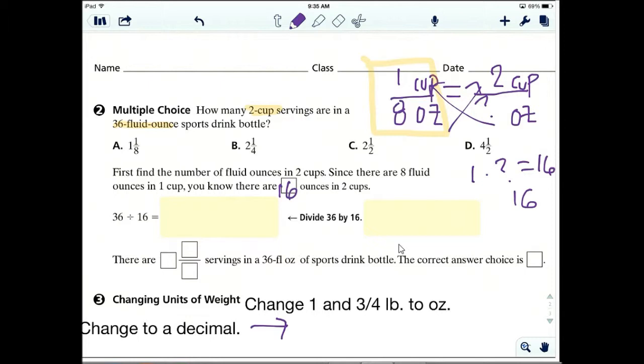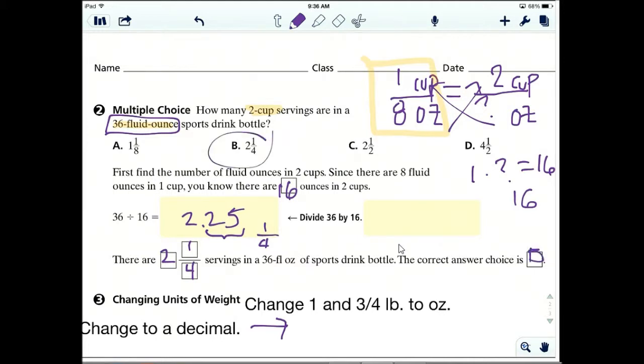Since I have 36 ounces, and we want to know how many 16-ounce servings, if we divide that, we get 2.25. So we know that there are 2, and they want us to write it as a fraction. Well, I know that 0.25 is 1/4. So this is 2 1/4 servings in a 36 fluid ounce sports drink bottle. So the correct answer would be B.